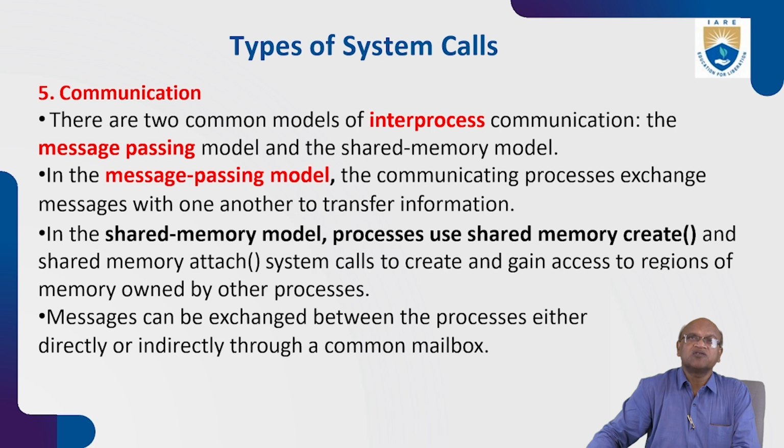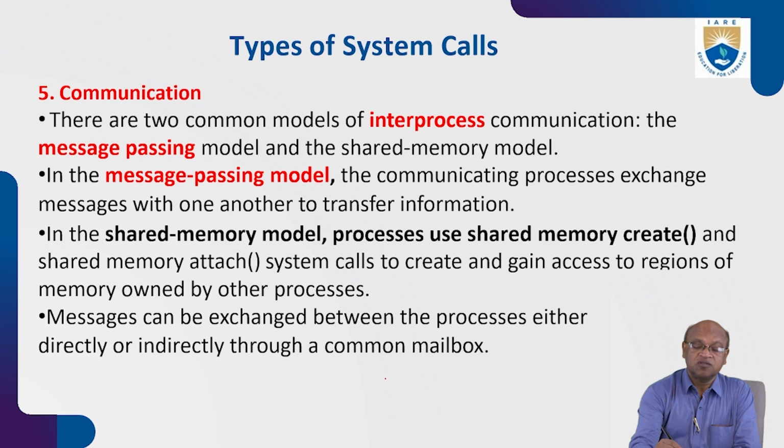Now communication. There are two common models of interprocess communication: the message passing model and the shared memory model. As we are discussing, suppose this is a C program that somebody wrote. Once you are executing this program, the microprocessor will execute these instructions. Each line is an instruction. Once it comes for execution, it becomes a process.